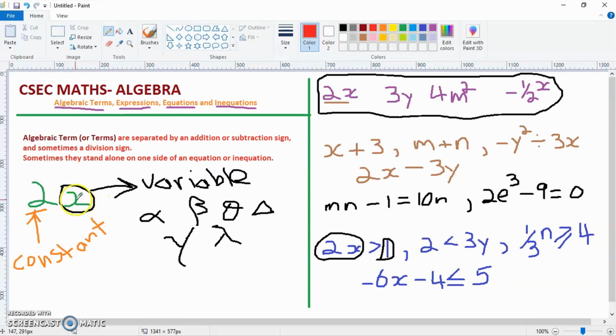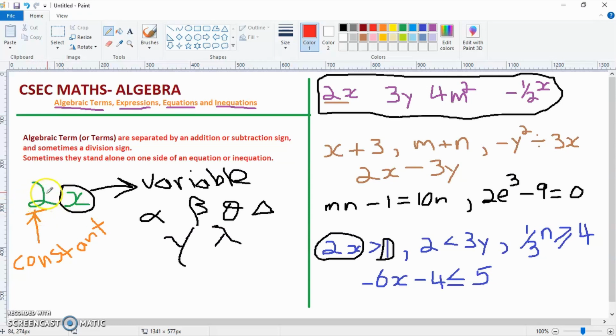There are cases where you are told what the variable is, and we will come to that when looking at substitution. For example, you are told that x equals 6, or x equals a half, or y equals 10, and so forth. So the variable can take on the value of any number. However, the constant does not change.